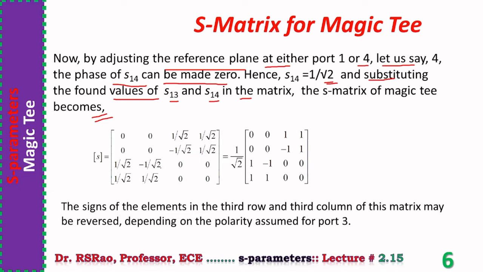1 by root 2, minus 1 by root 2, 0, 0, 1 by root 2, 1 by root 2, 0, 0. Of course, 1 by root 2 can be brought out. Notice this is the matrix that was given in the beginning when we started the derivation process of S matrix for magic T. The signs of the elements in the third row and third column of this matrix may be reversed depending upon the polarity assumed for port 3.